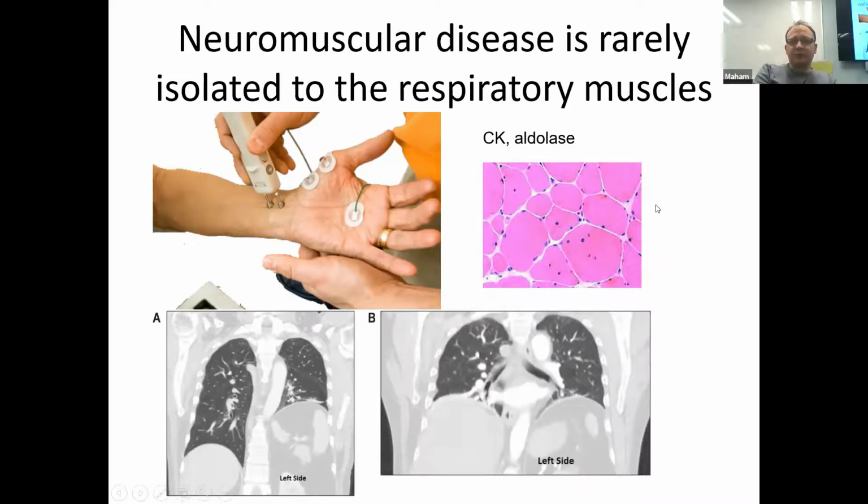This is an inclusion body myositis. You'll have an elevated CK and aldolase with this. EMG testing can help you differentiate myasthenia from Lambert-Eaton, for example. And this is what a diaphragmatic hemiparesis looks like. This is full inspiration. This is full expiration. So this patient probably had cardiac surgery and they got a hold of the left phrenic nerve.